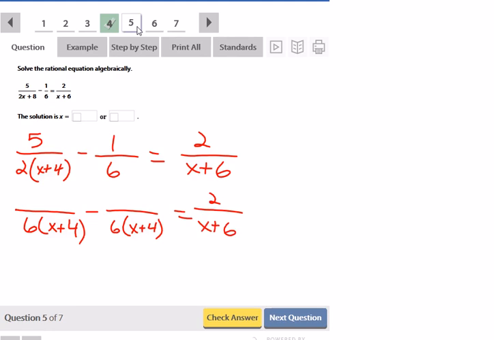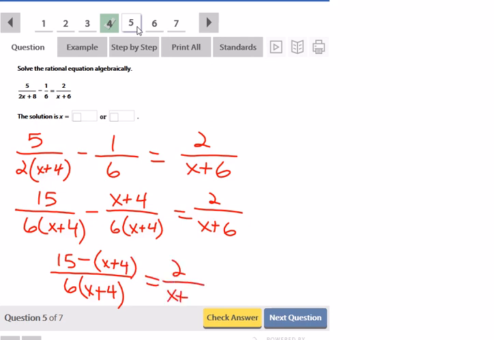So this first denominator, to turn from where it started into this one, it was times 3. The x plus 4 stayed the same, but it was 2 times 3, so 5 times 3 is 15. The second denominator, I multiplied times x plus 4. 1 times x plus 4 is x plus 4. Now I can bring these together, 6 and x plus 4. 15 minus, but I have to keep the x plus 4 in the parentheses because that minus wants to change the signs.